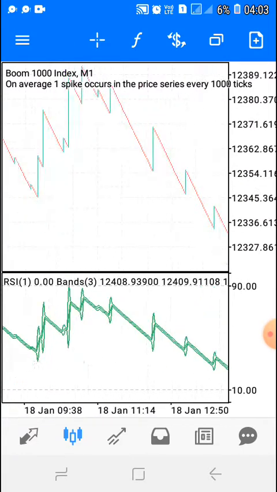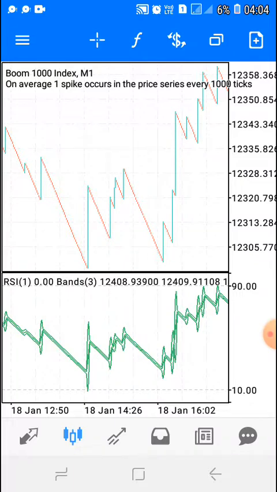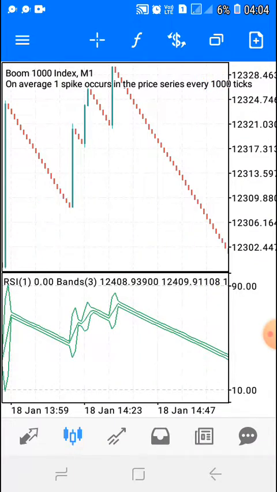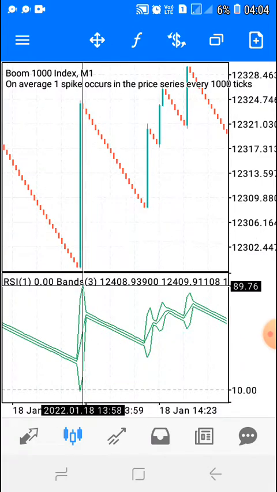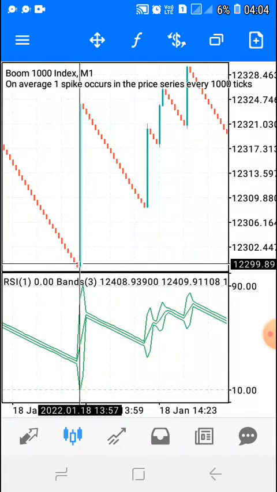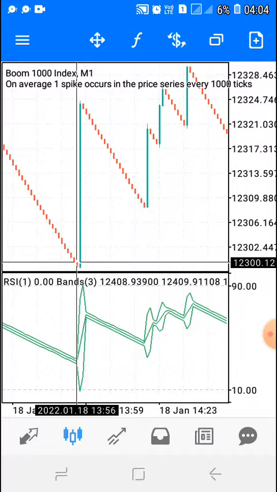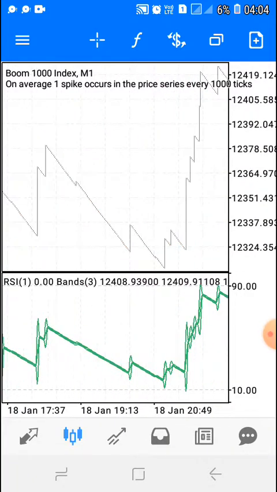So what we're going to do now is look for entries. As soon as the Bollinger Bands touch the 10 level, we can actually see that a spike occurred. A spike occurred. And check this out.